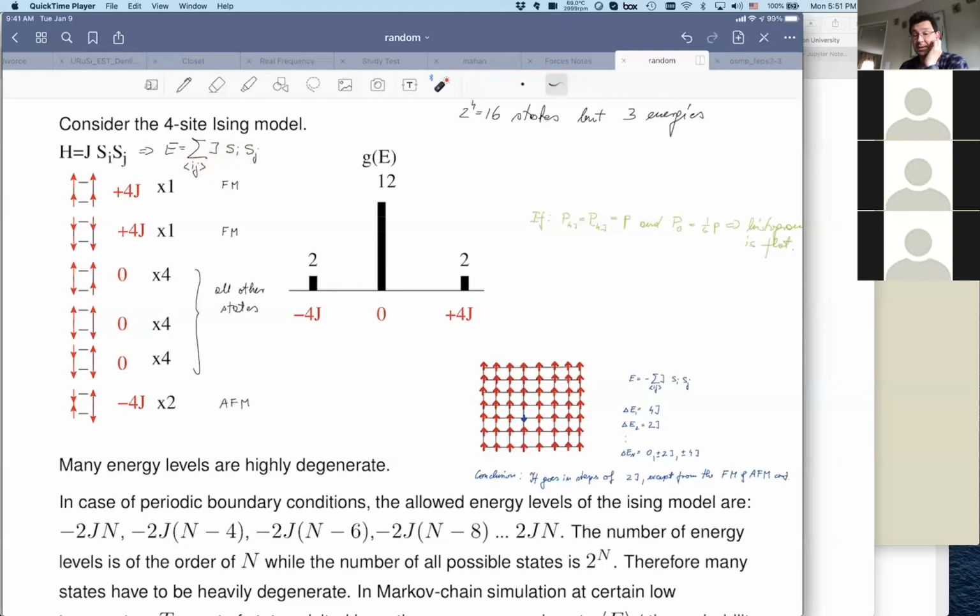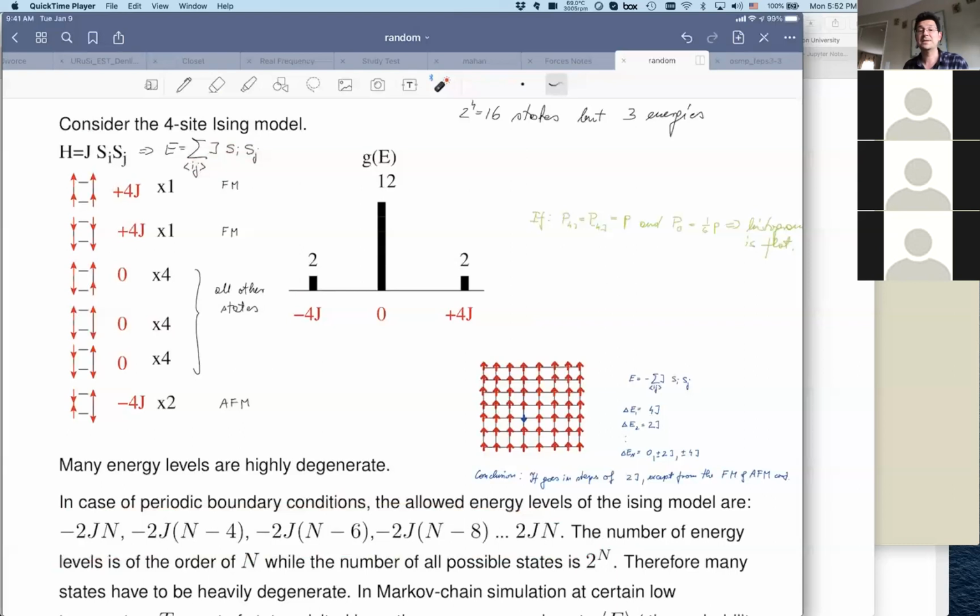So in general, the number of energies that you can have is of the order of n. So there are not so many energies. They're only of the order of n, where n is the number of lattice sites, while the number of many-body states is exactly 2 to the power of n. So the number of many-body states grows exponentially with the lattice size, while the number of energies grows linearly with lattice size, and that's a huge difference.